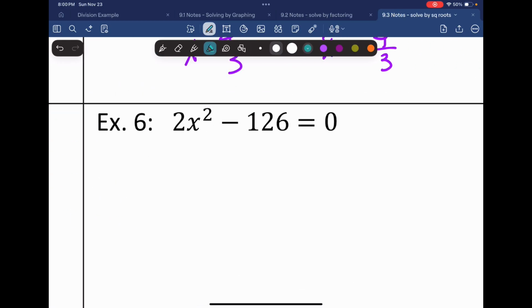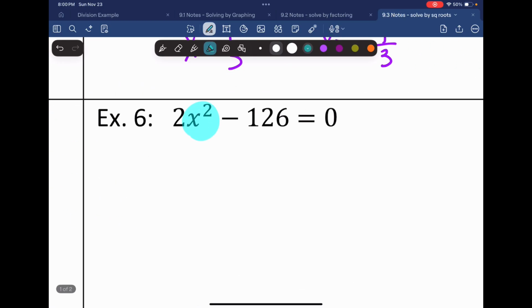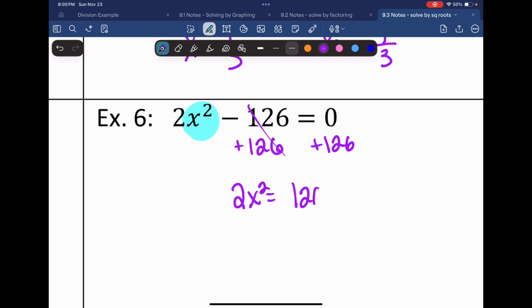All right, here's my square on this one. You're going to add the 126. You still have your square right here, so you're going to divide both sides by 2.